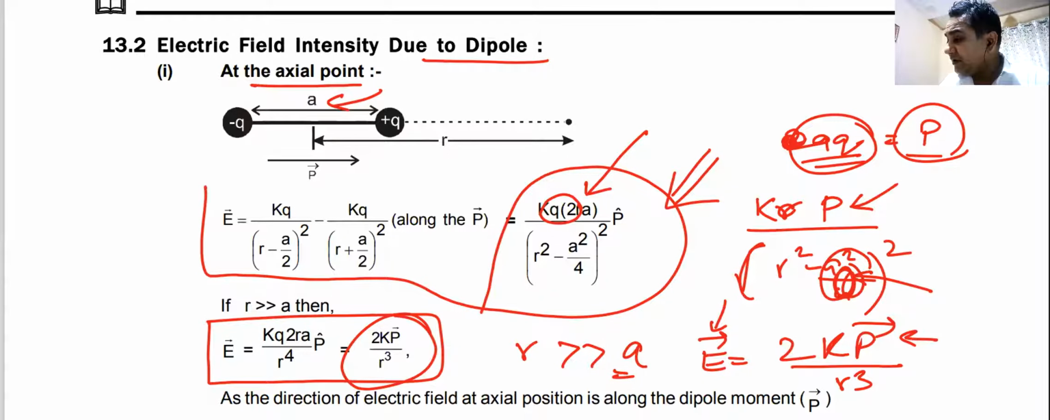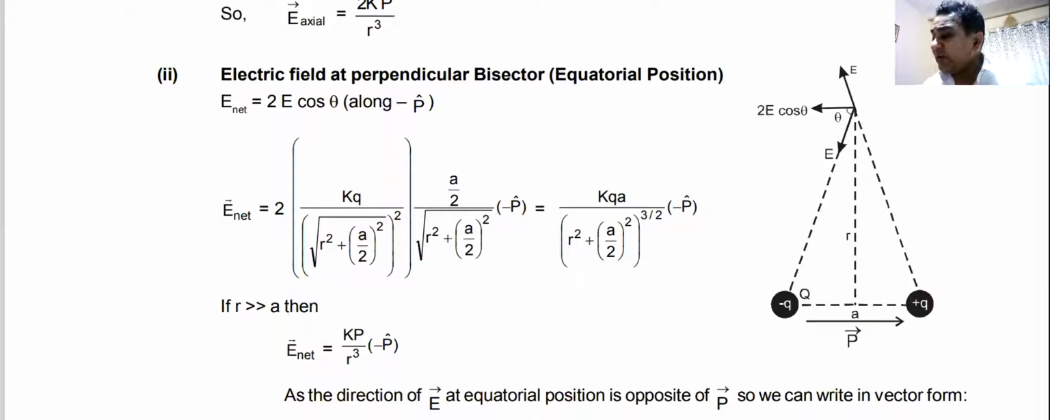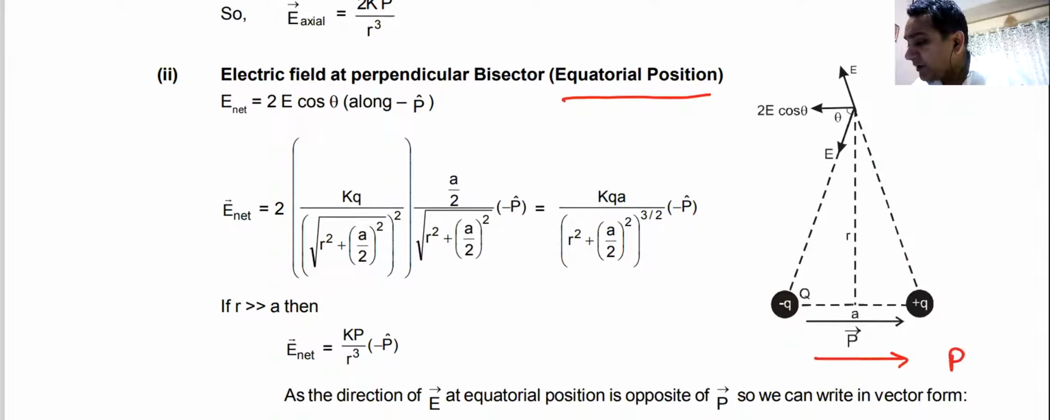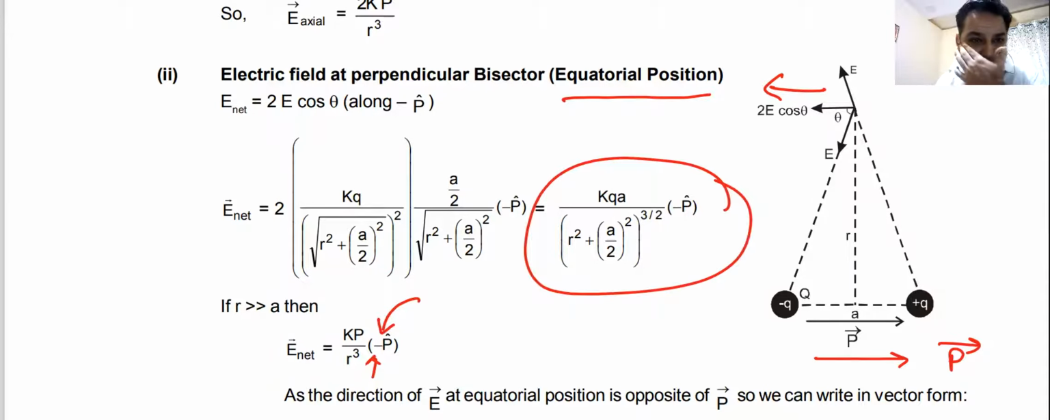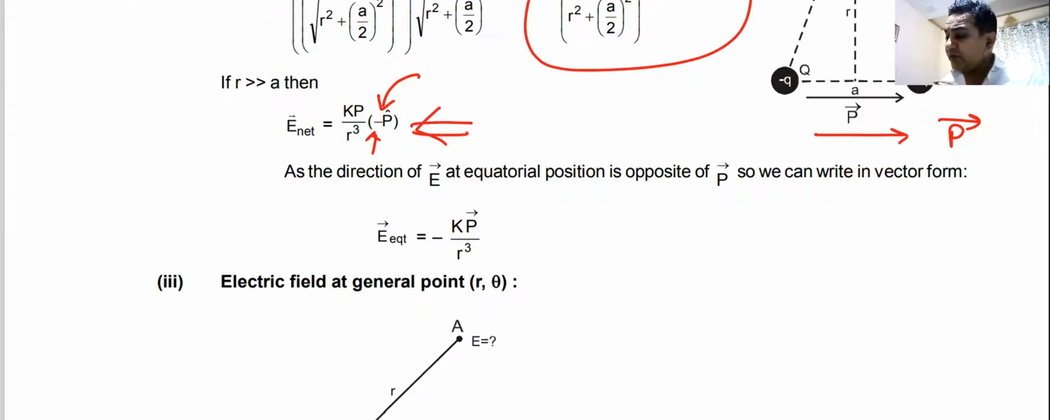So please remember this. Now, if you come to the other formula of electric field at the perpendicular bisector or the equatorial position, as you can see, the dipole moment P is like this, but the electric field will be like this. So electric field will be in the opposite direction, that is given by this negative sign. This is the actual formula of electric field if R and A are comparable. This is the formula when R, the distance, is very large compared to dipole axis, and this becomes the shortcut formula. The shortcut formula can also be written in this fashion.